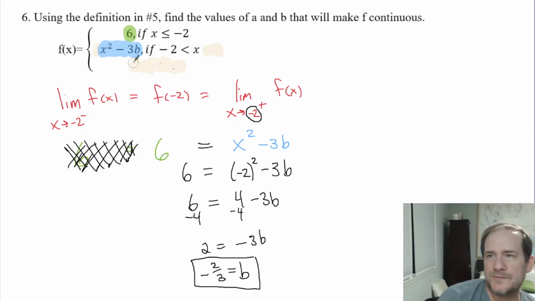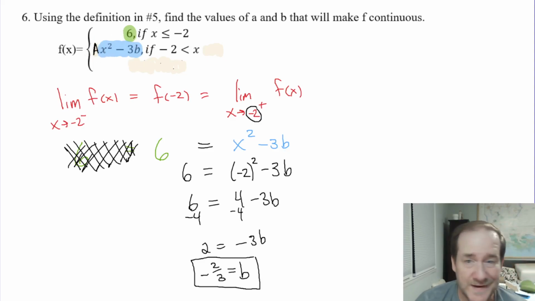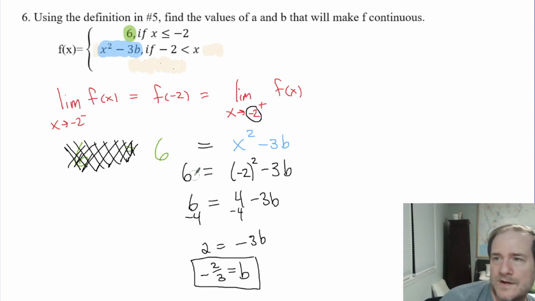So again, I messed with this problem a little bit differently from how we messed with it before. Before, I let the a stay here and we killed the b and solved for a. And we found that a was 9/4, I think. But just to give you a different look at this, our approach is still the same. We still want the limit from the left, the function value, and the limit from the right to all be equal.